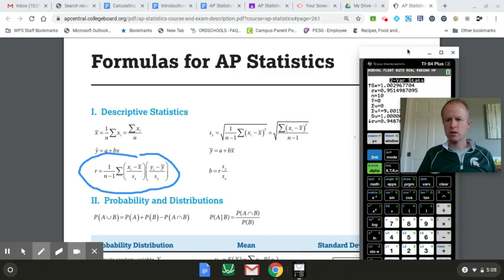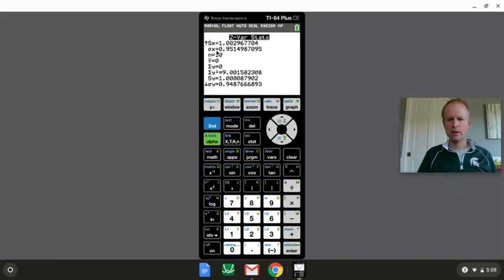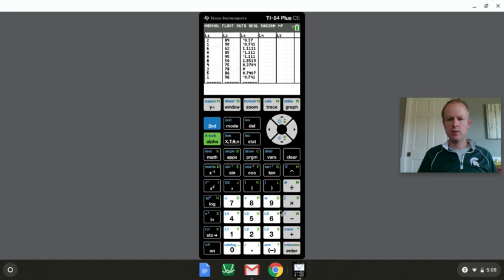So if we go to our calculator and look at the data that we did with our z-scores, in stat and in edit, we're going to go back there. We have our z-scores for the x and our z-scores for the y. So in L5, I'm going to multiply together L3 by L4.